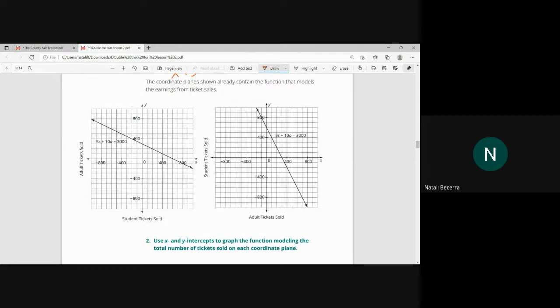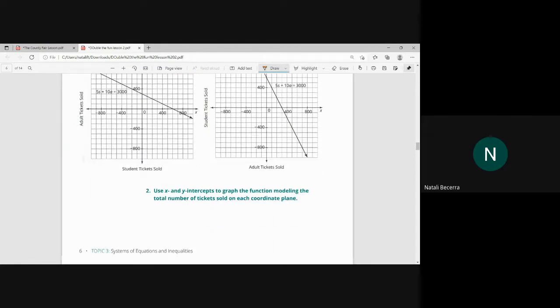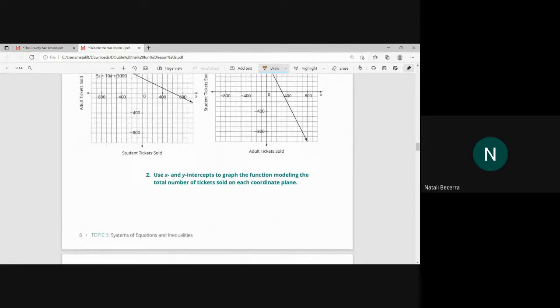All right, it says the coordinate plane shown already contains a function that models the earnings from ticket sales. Use X and Y intercepts to graph the function modeling the total number of tickets sold on each coordinate plane. So let's go ahead and find the x-intercept first. For the x-intercept, you have y equals 0. So for the x plus y equal 450 equation that we came up with, we're going to be replacing the y with 0. So if I have x plus 0 equal 450, x plus 0 is the same thing as just x, and then equal 450. This point is 450 comma 0.